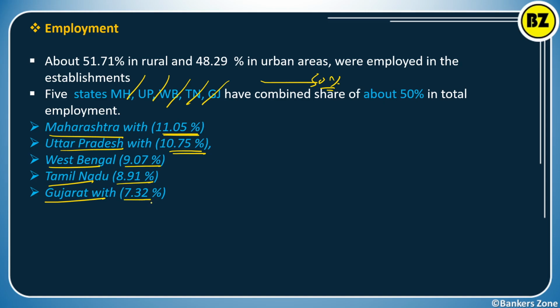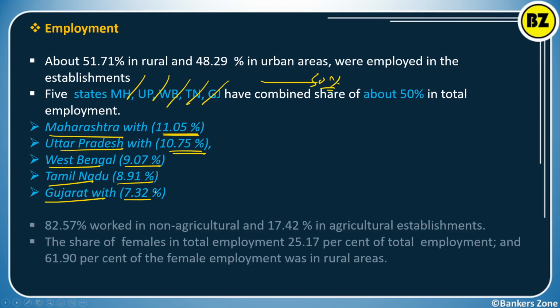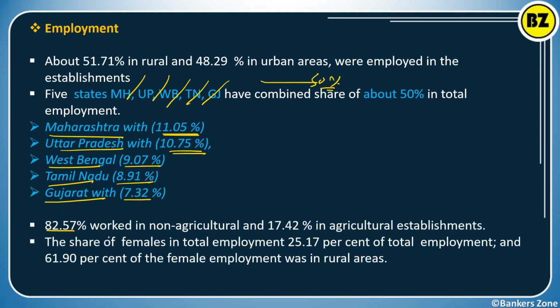These figures are not important, but if possible, remember the order. Apart from that, 82% worked in non-agriculture and 17% in agriculture establishments. The share of females in employment is 25%, say 25.17% of total employment, and 61.9% of female employment was in rural areas.